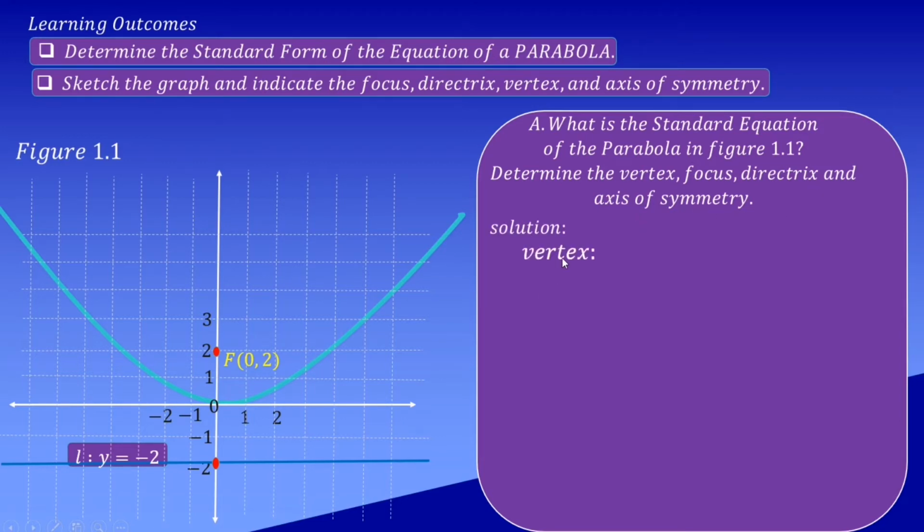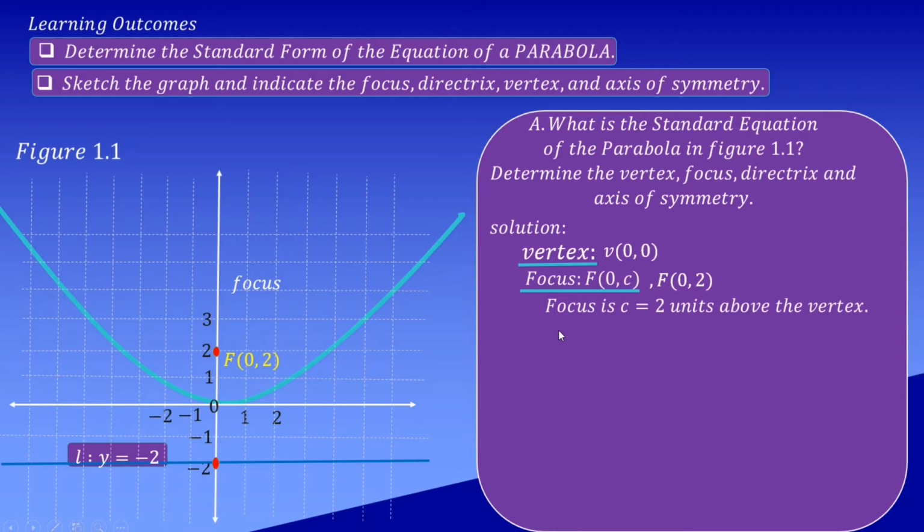Okay, so let's find first the vertex. So, the vertex is at the origin, yung pinaka-lowest point ng ating parabola, that is (0, 0). Then, for our focus, so we have the point there, that is the ordered pair (0, c). So, that we call the focus, the ordered pair F (0, 2).